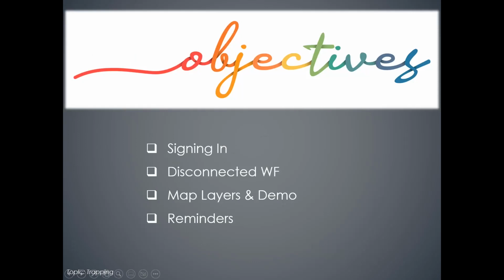Hopefully this is really sinking in. Signing in, the disconnected workflow, the map layers themselves. In this case with trapping, there is a trapping layer and then an activity table for all the activities that occur to those trap sites. And we demonstrated that and went over some of the reminders.